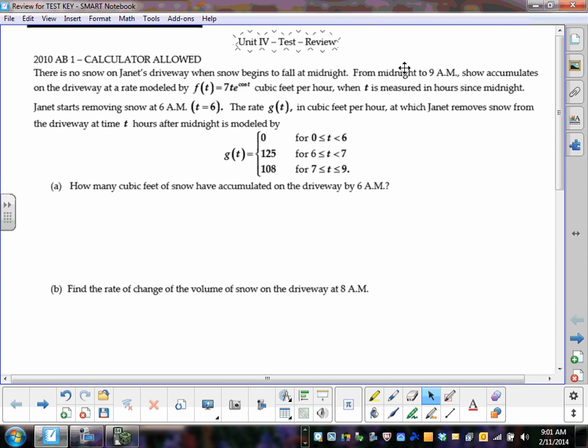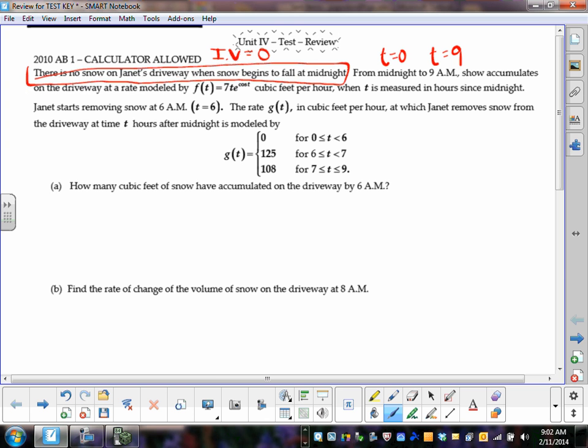Okay, for our first question, there is no snow on Janet's driveway when the snow begins to fall at midnight. So that means that there is initially no snow. From midnight to 9 a.m. means that t equals 0 is midnight and t equals 9 is 9 a.m.